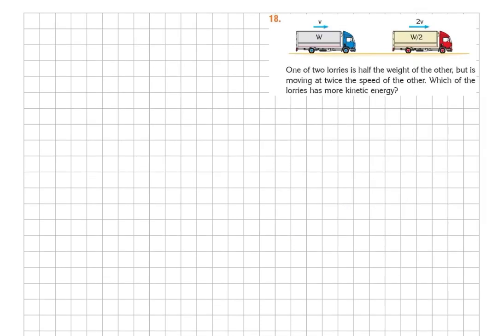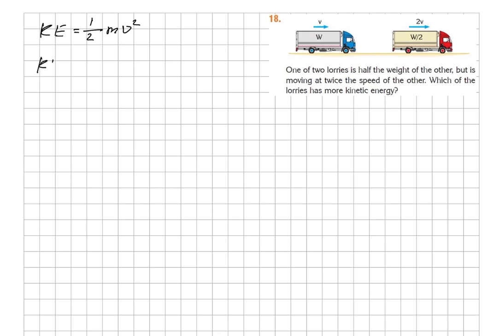18th question. One of the lorries is half the weight of the other, but it is moving at twice the speed of the other. Which of the lorries has more kinetic energy? Firstly, let me write the kinetic energy formula, which is 1 over 2 m v squared.